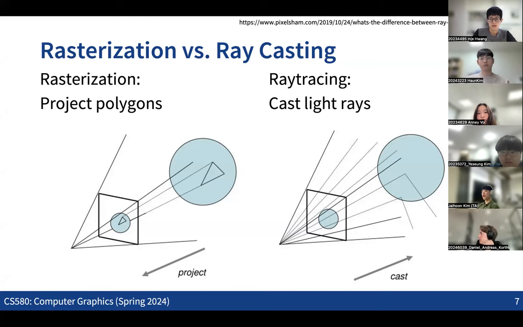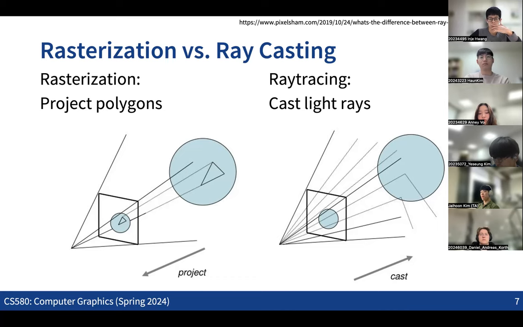The difference between rasterization and ray tracing is whether we project everything in 3D into the 2D plane first and do the processing in the 2D plane, or whether we don't project things into the 2D plane first, but actually shoot rays from the camera through the 2D plane into the 3D space. In that case, we are not just projecting things, but fetching color or material information from the region where we see an intersection between the ray and the 3D objects. That's the major difference between rasterization and ray casting and ray tracing.